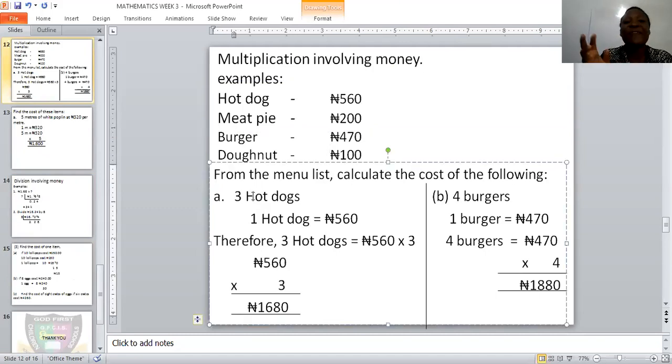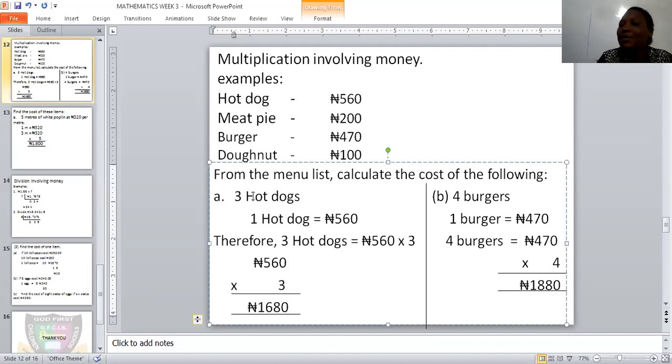Instead of saying 560 naira plus 560 naira plus 560 naira, you can say 560 naira in 3 places. That's 560 naira times 3. How much will 4 burgers cost? 1 burger goes for 470 naira.